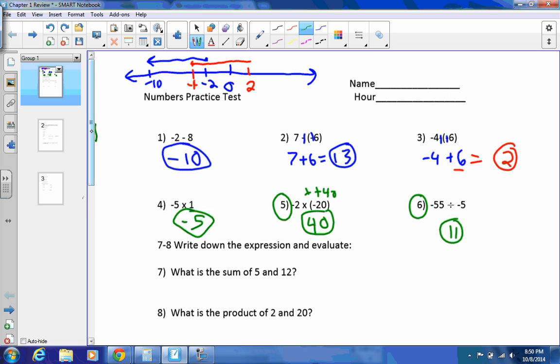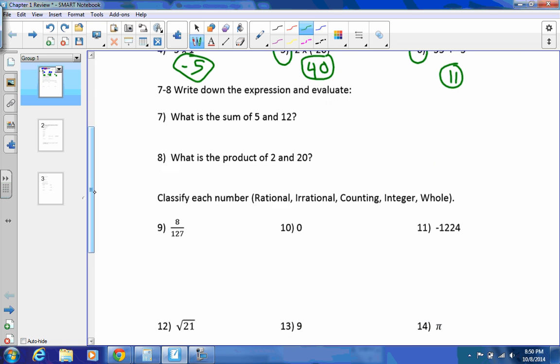All right, scrolling down. These two are looking for expressions. I want you to write the expression out how it would look. So the keywords here are sum in this one and product in this one. You've got to know what they mean. So think hard. Sum actually means addition. So the sum of 5 and 12 would be 5 plus 12, which, of course, it says to evaluate, and we know that is 17. Product means multiplication. So we're going to multiply the product of 2 and 20, so 2 times 20, which equals 40.